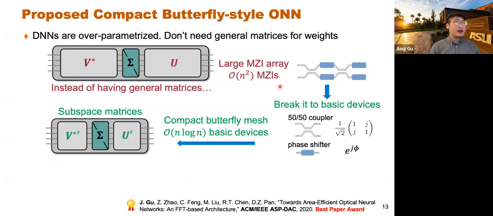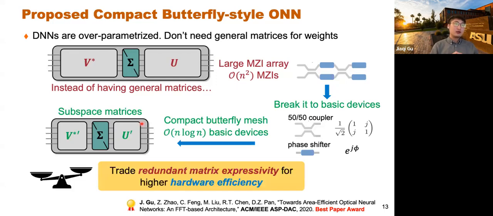So instead of using MZIs to build arbitrary matrices, we can break the basic components like the MZI into lower-level basic devices, like the coupler and phase shifter. We break it down, and we construct a very compact circuit from scratch instead of using this predefined mesh. So we use analog devices to build a butterfly-style mesh. You can see the circuit area is much smaller, and we limit the degrees of freedom, only implementing a subspace of all the matrices. So basically, we trade the redundant matrix expressivity for higher hardware efficiency.